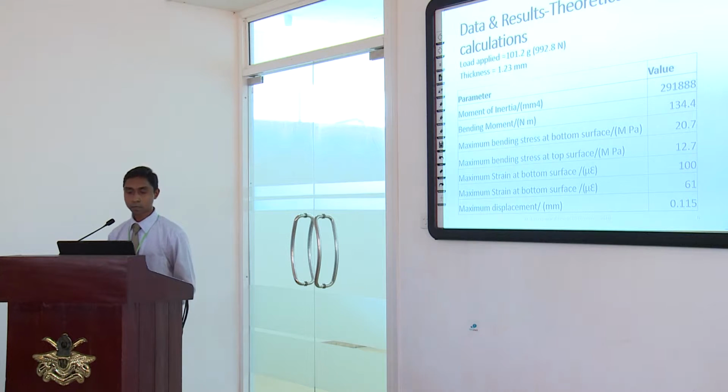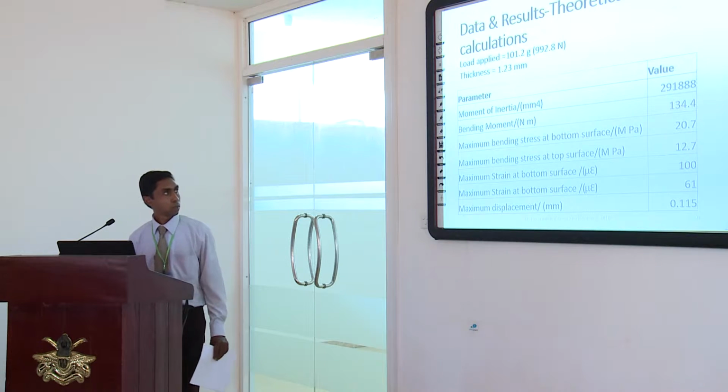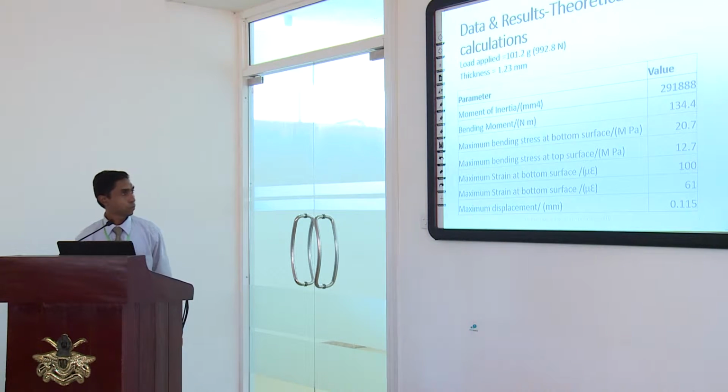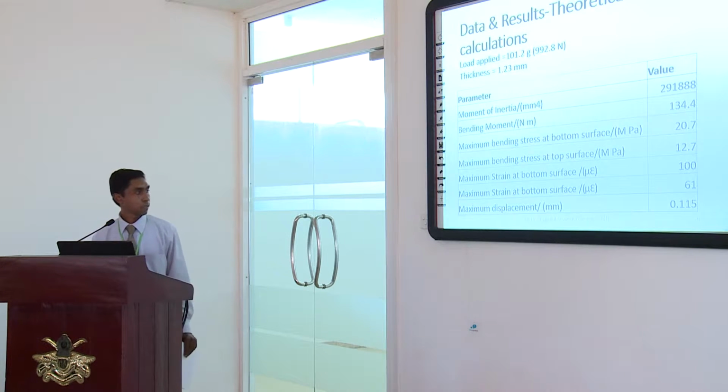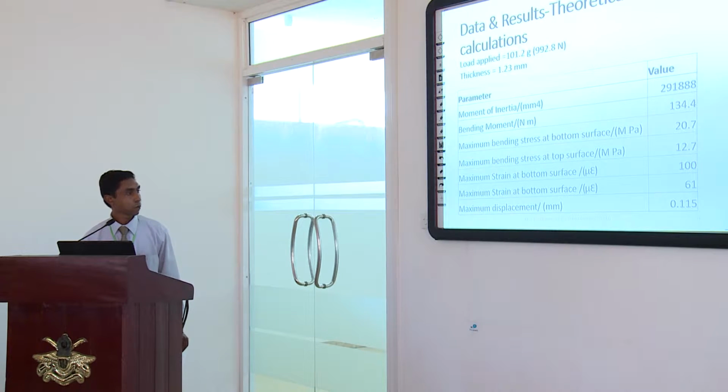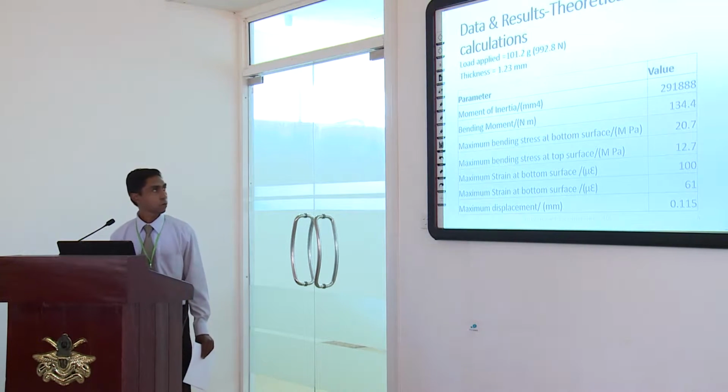Then I conducted the theoretical calculation of this chassis cross member. These are the data. For one load we did the calculation. Load applied is 101.2 kilograms, and thickness measured is 1.22 millimeters. These are the results I could calculate from the theoretical calculation.